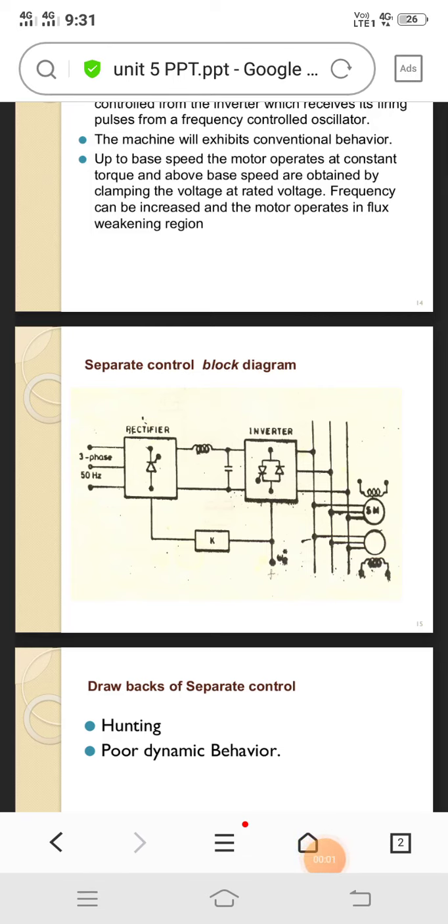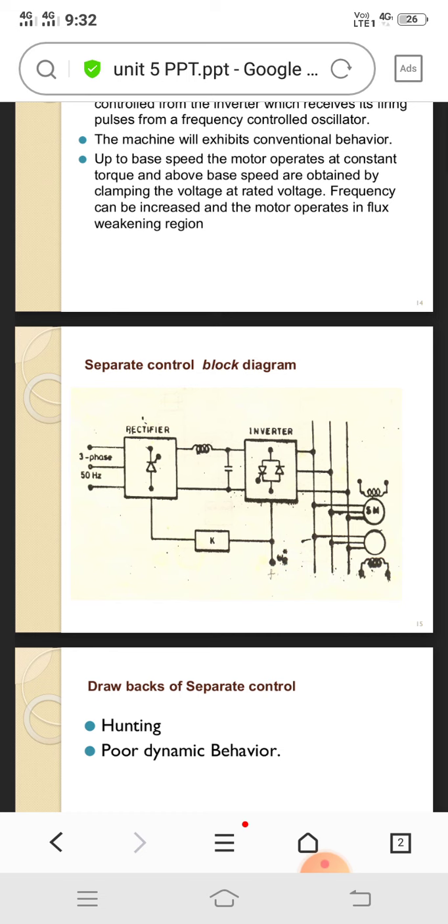The separate control block diagram is very important. Not only the block diagram, the separate control synchronous motor setup is very important from the industrial side, because if any mistake is made inside the synchronous motor, we won't need to rectify the entire system. We will correct only the portion where the mistake was made. So the separate control block diagram setup is very important to see for the future working principle.